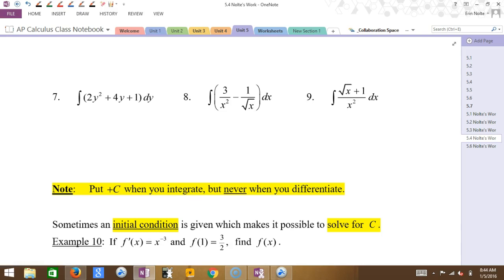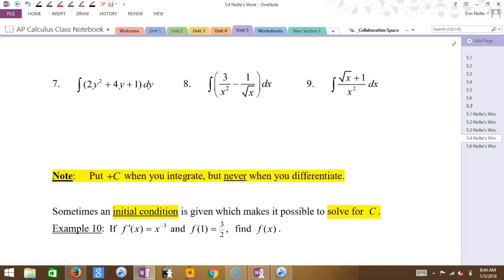Okay, so let's make it a little bit more fun. Okay, question number 7. Okay, again, I'm going to integrate each term. Okay, so how would I do 2y squared? What's the integral of 2y squared? Okay, so you could say 2y cubed over 3, or you could say 2/3 y cubed. Either way.